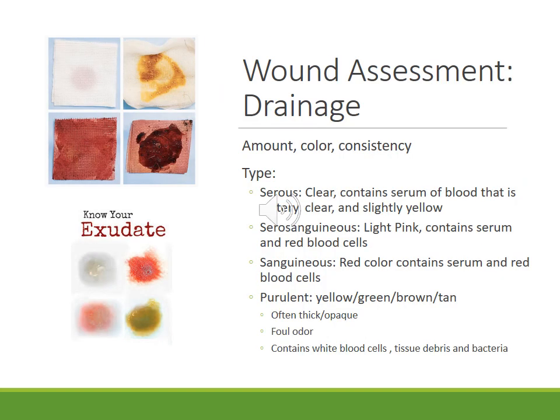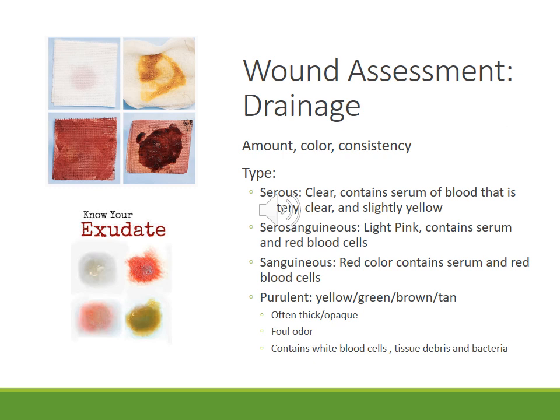When we are assessing the drainage of a wound, we want to use the correct terminology to describe that drainage. That is why this slide is here. If we see what we call serous drainage, this is clear, contains a little serum of blood that is watery clear and could be occasionally slightly yellow. We've put two sets of pictures here. And when looking at these, it's the top left on each of these slides here is what we are considering serous wound drainage.